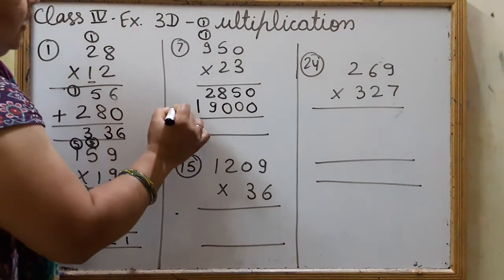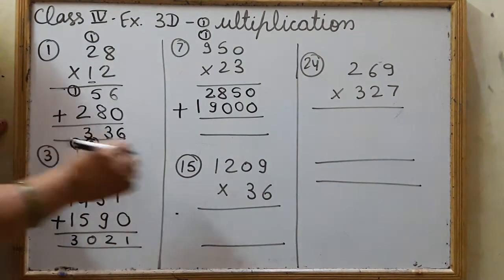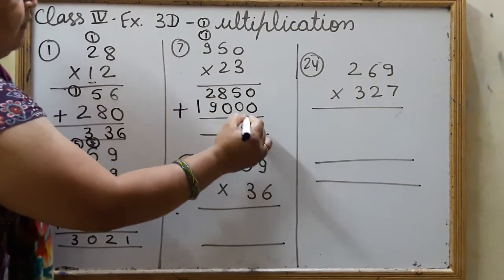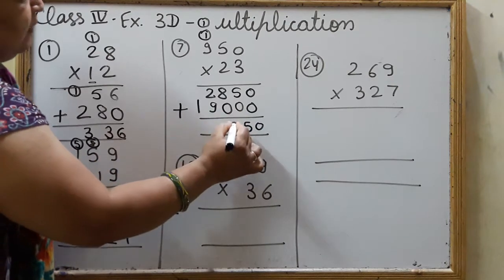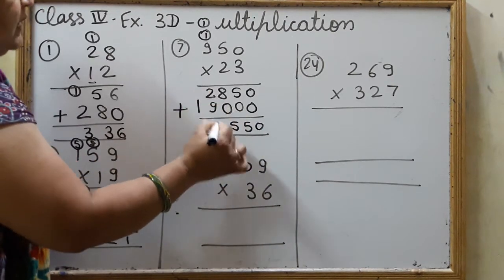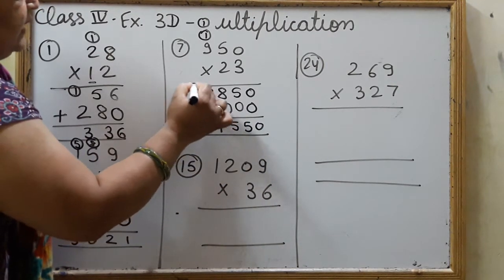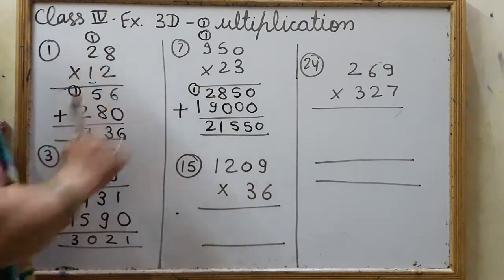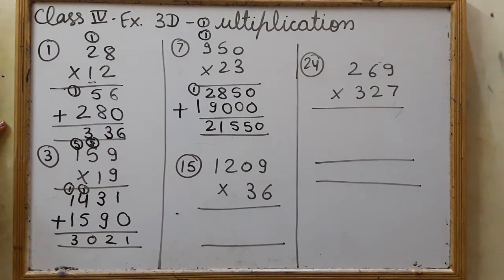Okay, so what do we have to do next? We have to add them. 0, 5 plus 0 is 5, 8 plus 0 is 8, 2 plus 9 is 11, 1 carry, 1 plus 1 is 2. This is our answer.